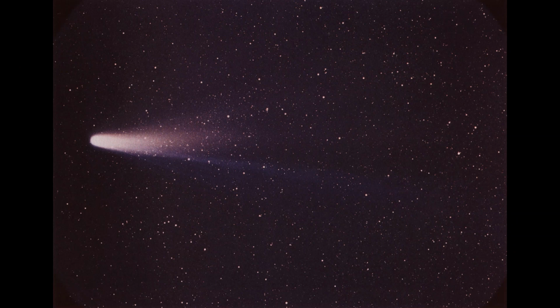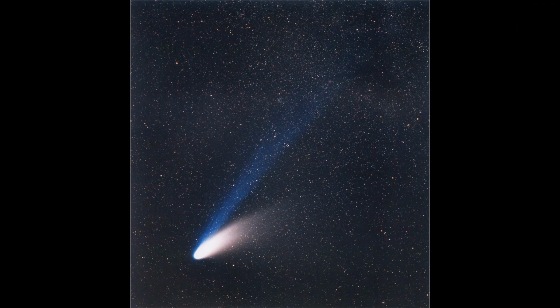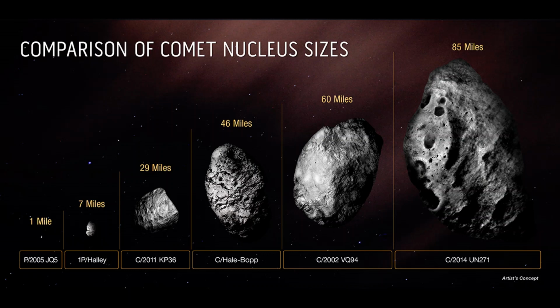Halley's Comet is about 11 kilometers across, while Hale-Bopp Comet is about 74 kilometers across. In this image of the Hale-Bopp Comet, you can see very clearly the ion tail in blue color and the dust tail in yellow color. When we compare the size of these two comets, still, there are larger comets than these two. In this image, you can see the comet nucleus size comparison.